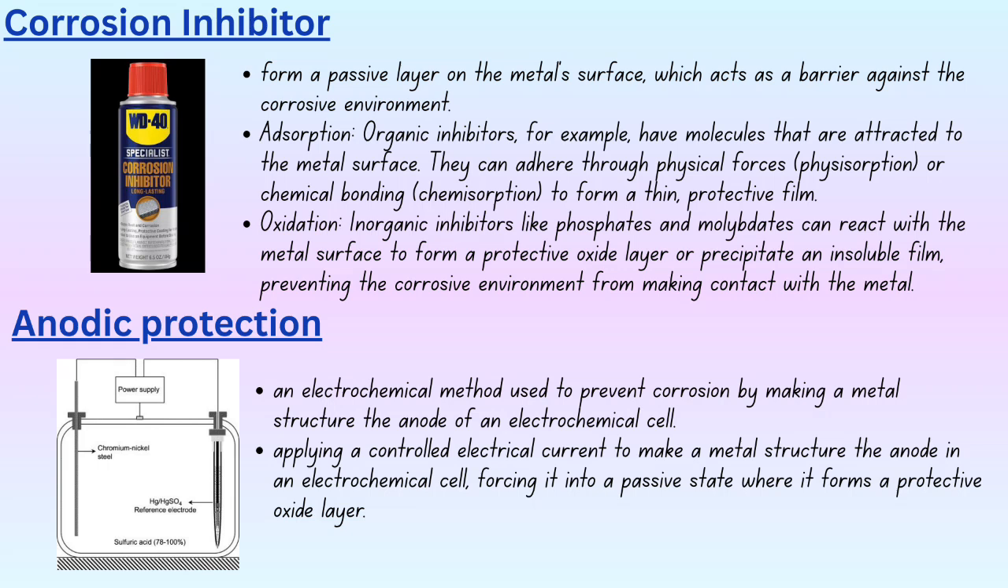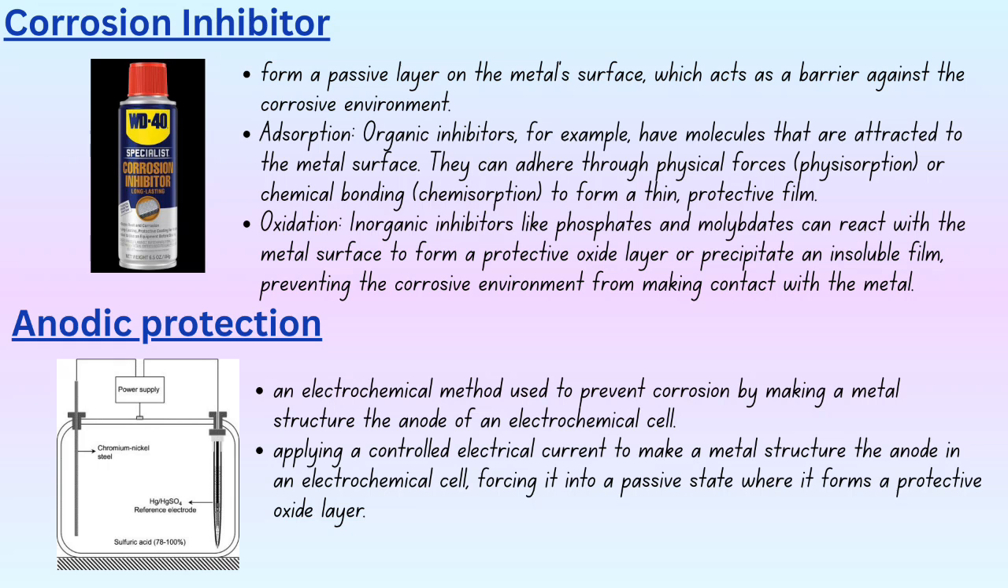Next, a corrosion inhibitor is a chemical substance that protects the metal surface. It works in one of two ways. First, through adsorption, where organic molecules form a thin protective film by sticking to the metal surface. Or second, through oxidation, where a compound helps form a passive protective oxide layer that acts as a shield.